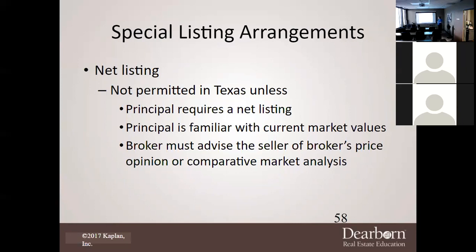But a net listing is this, where, say for this situation, Stephan, you go out and you meet with Miss Leela. You do a listing presentation, and Miss Leela has taken my classes, and she's very knowledgeable of the real estate home matter here. She knows what we're talking about. She tells you, Stephan, I want you to sell my house for $200,000. Anything over $200,000, you can have it. Okay. Well, what is that? That's a net listing.